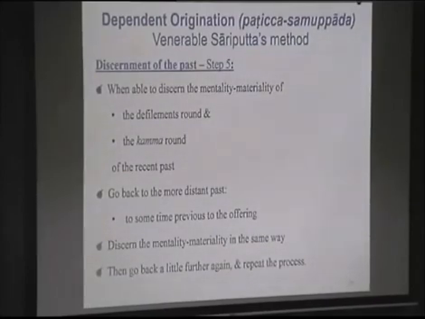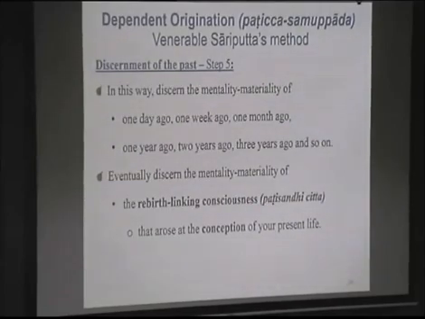When you are able to discern the mentality, materiality, the defilements round and the kamma round of the recent past, go back to the more distant past, to the time of preparing the offering. Discern the mentality and materiality in the same way. Then go back a little further again and repeat the process. In this way, discern the mentality and materiality of one day ago, one week ago, one month ago, one year ago, two years ago, three years ago, and so on. Go back further and further until the beginning of this life.